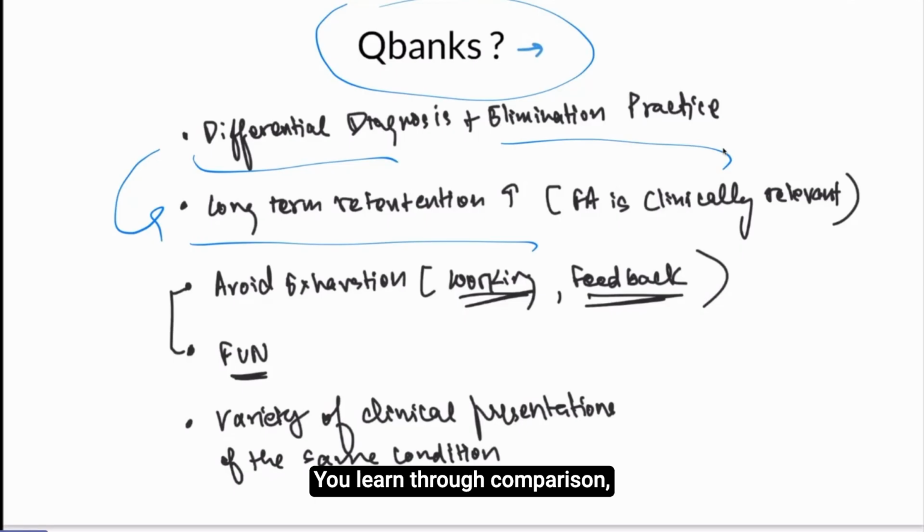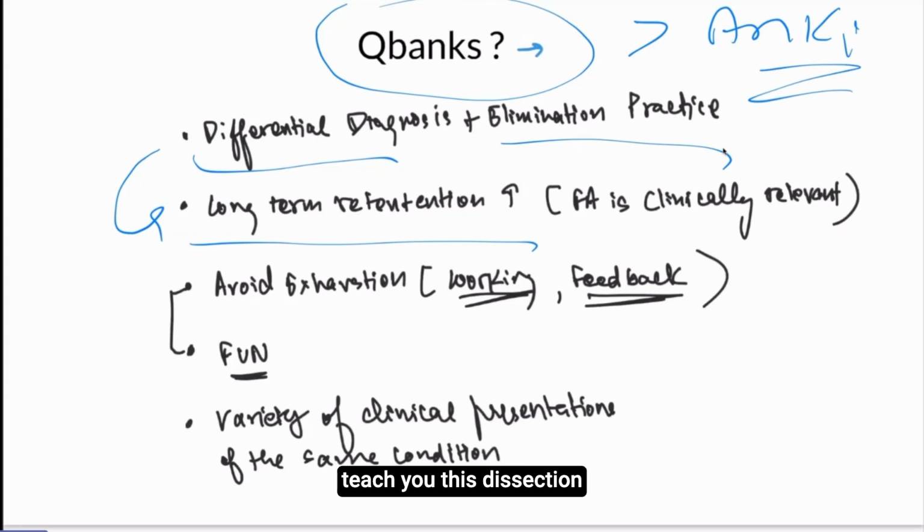You learn through comparison. And yes, going through First Aid is important, but not a question bank or any other resource. If you compare it, question banks are better. I would say it's even better than Anki, because Anki doesn't teach you this dissection that we just went through. So you avoid exhaustion because you're using encoding variability, and it's fun because you're repeating the same thing. You're not revising it, but you are also revising it, but through different sources. And that's way more fun.